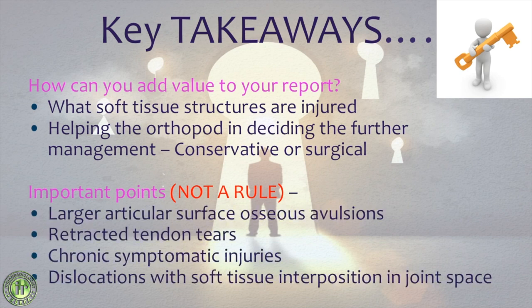But on an average, whenever you see a large articular surface osseous avulsion, retracted tendon tears, chronic injuries where the tissue has been scarred and there is a lot of degeneration, and dislocations where there is soft tissue interposition in the joint space, which is nothing but a complex dislocation, these injuries will usually require surgical management. So it is very important to mention these points in your reports. But again, this is not a rule.